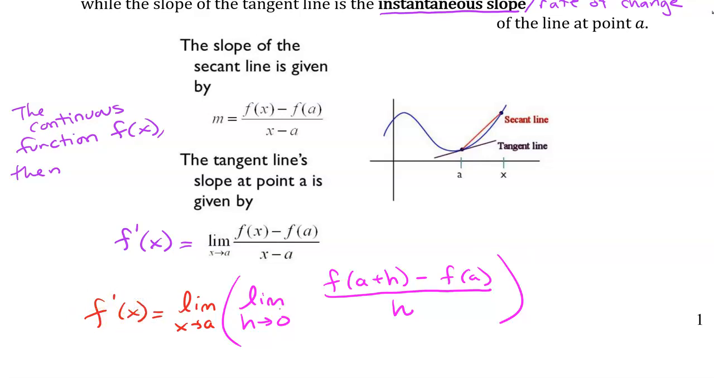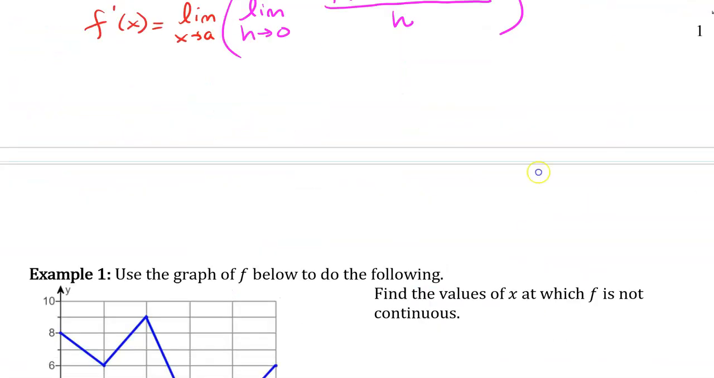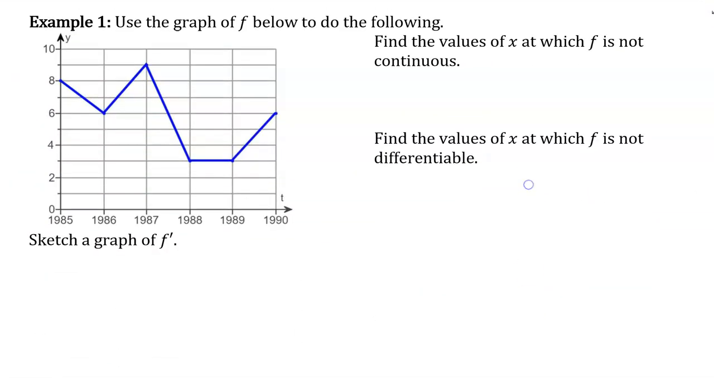Now notice that we said that the function f of x is continuous. If we don't have continuity, then we don't have differentiability. You have to have one to have the other. So before we get into functions and definitions and how to apply the formulas, let's just look at graphs for a second.